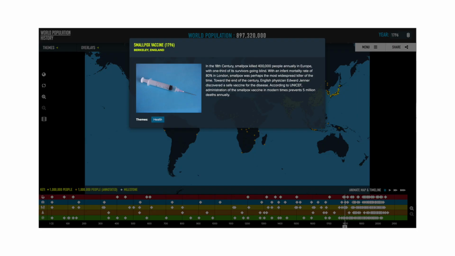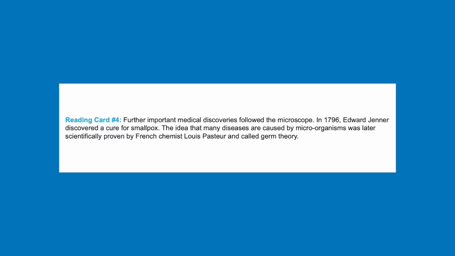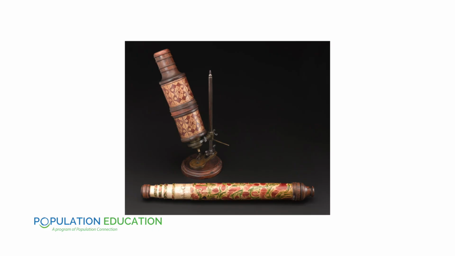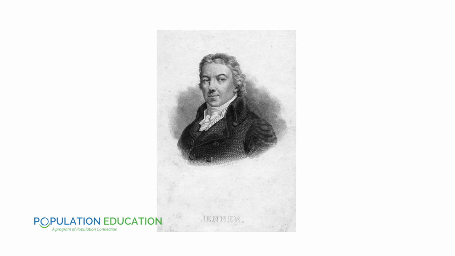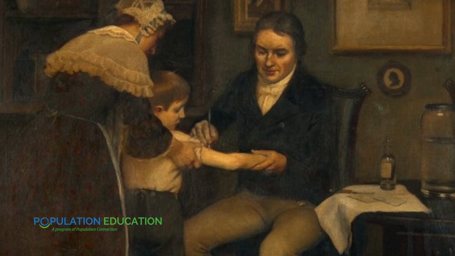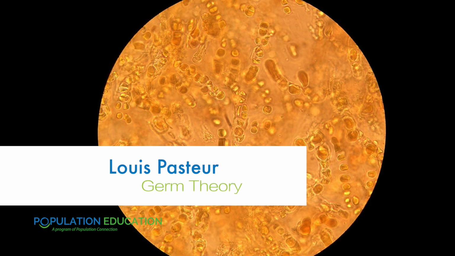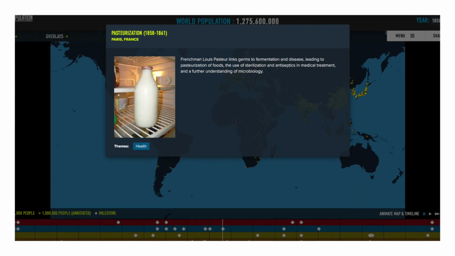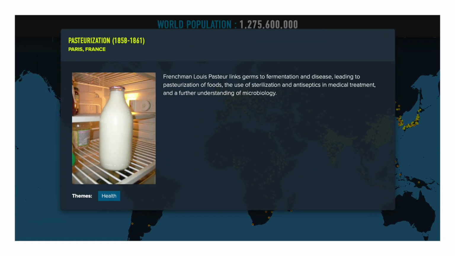One of the markers is about the smallpox vaccine. So this student card reads, "Important medical discoveries followed the invention of the microscope. In 1796, Edward Jenner discovered a cure for smallpox. The idea that many diseases are caused by microorganisms was later scientifically proven by French chemist Louis Pasteur and called germ theory." So there are really 2 markers here on this card, one about Edward Jenner and one about Louis Pasteur. On the interactive timeline, you can click on both to give students a greater context.